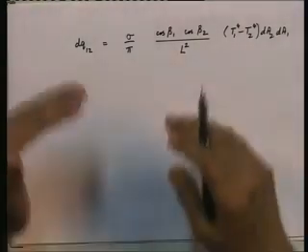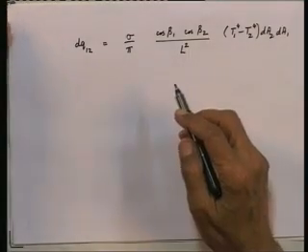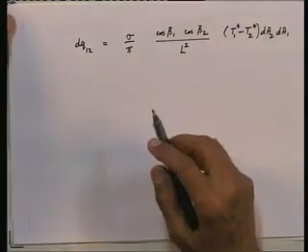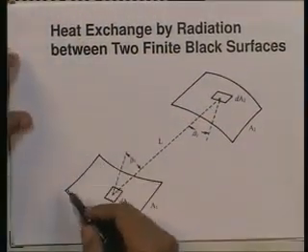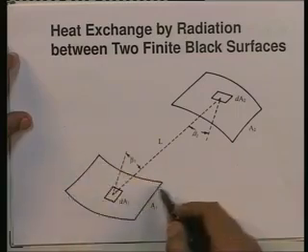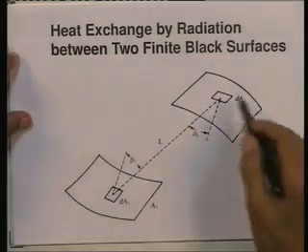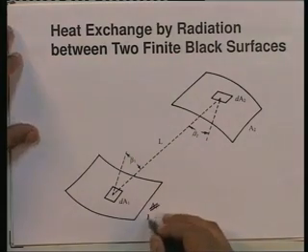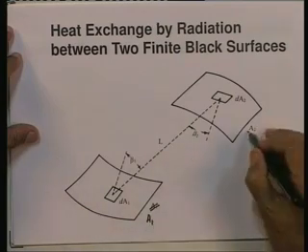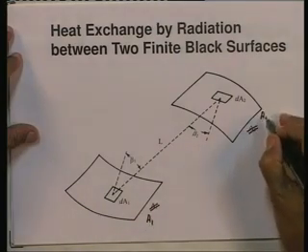Now, we want to extend this expression to the situation where we have two finite size black surfaces maintained at uniform temperatures T1 and T2. All right, that is what we want to do. So, let us go back, see the sketch again. These are the two surfaces. This is surface A with an area A1. This is the surface with the area A2. Let me write this again in big letters. It is rather small here. This is A1. This is the finite area A2.